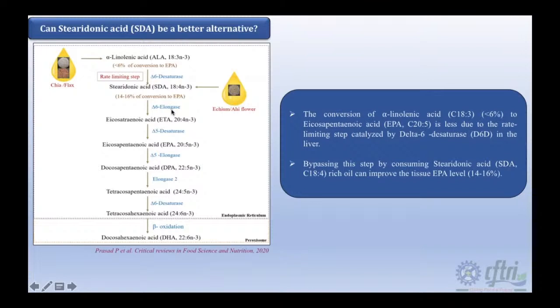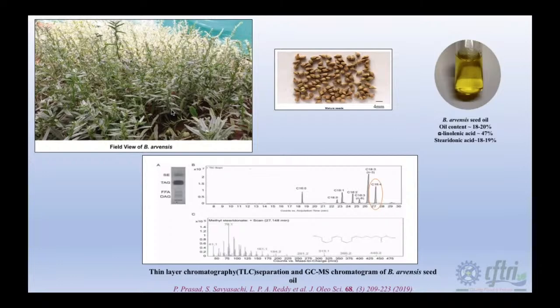Buglossoides arvensis is a herbaceous weed which grows in the cold temperate regions of Asia and Europe. We collected our plant seeds from the Pampore region, Jammu Kashmir, and it was grown in a tropical climate, that is in Mysore, maintaining the oil and seed yield.